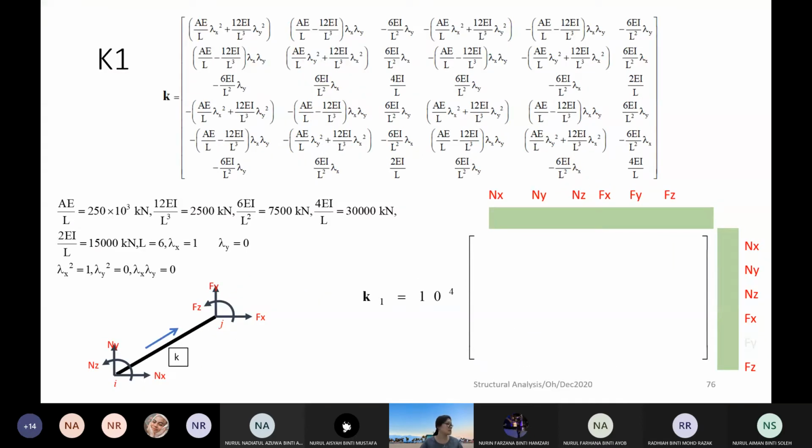Okay, so now this is 10 power 3. 10 power 3. This is 10 power 3. Okay. So if you are ready, just give me the value.